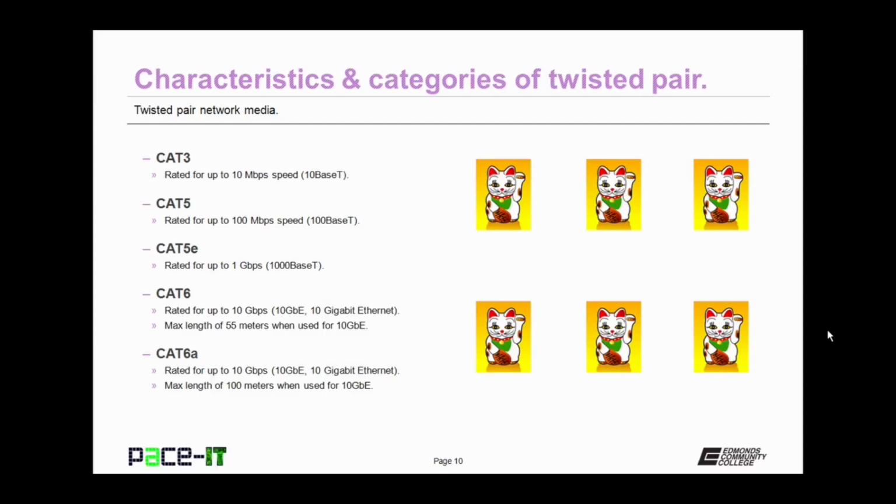Now, to achieve that 10 gigabits per second speed, your maximum cable length on a Cat6 cable could only be 55 meters. Well, they found that wasn't quite long enough, so they came up with Cat6a. Now it has the same rating as Cat6, but your segment can be up to 100 meters long and still achieve those 10 gigabit Ethernet speeds.